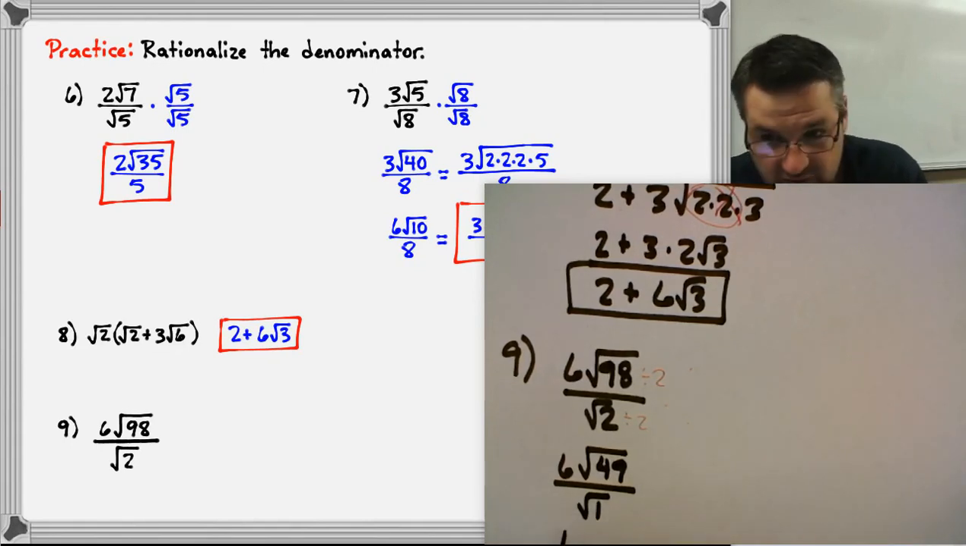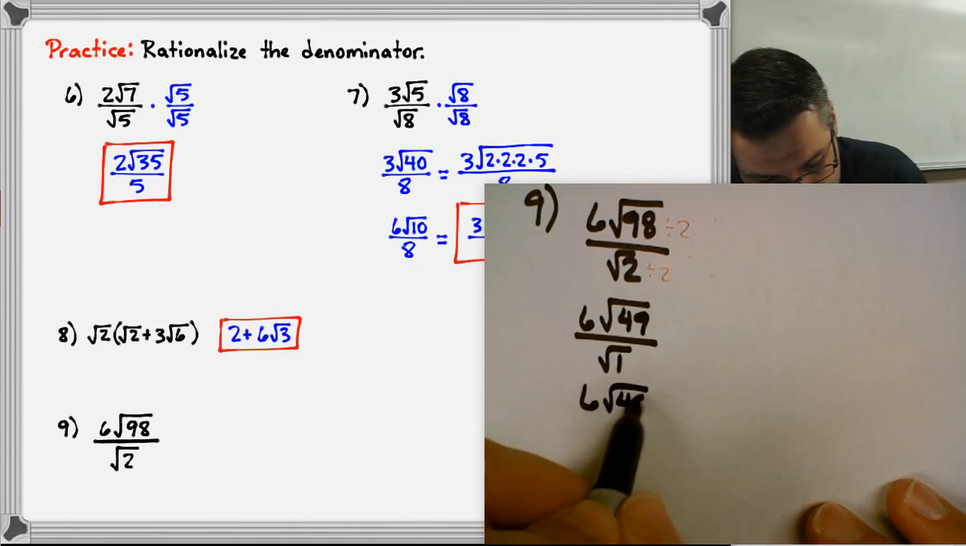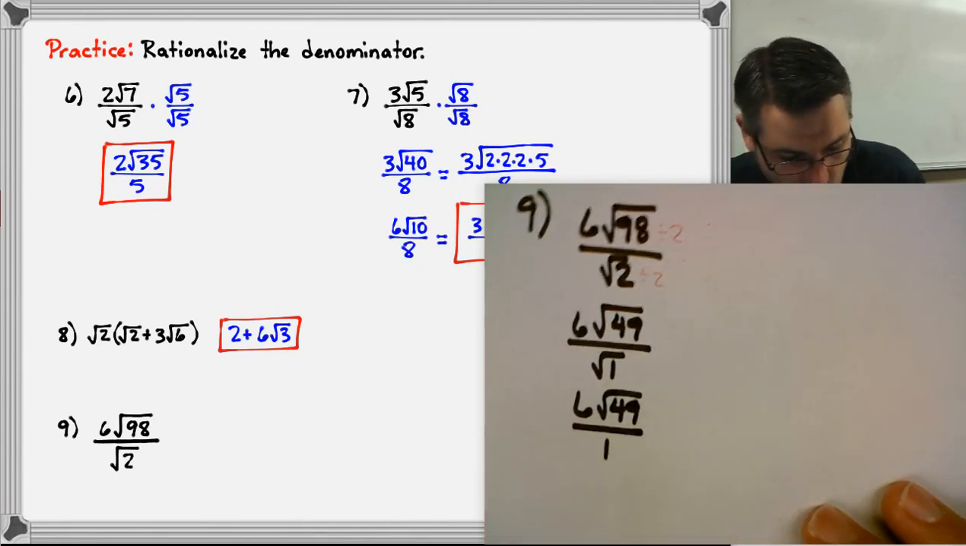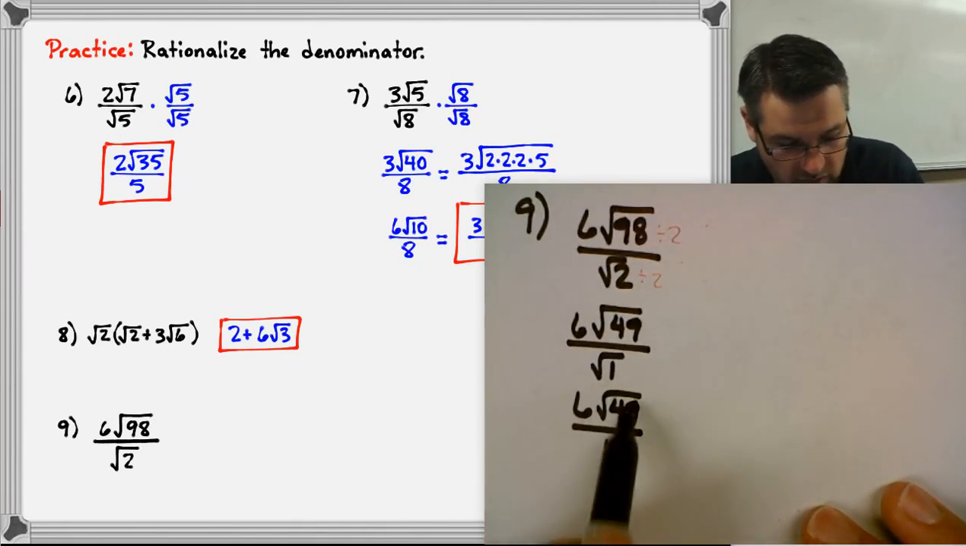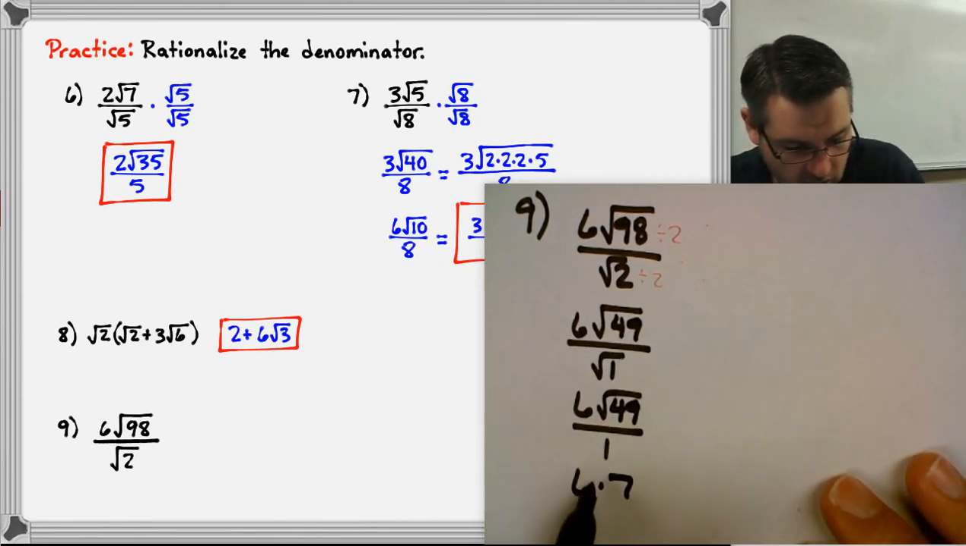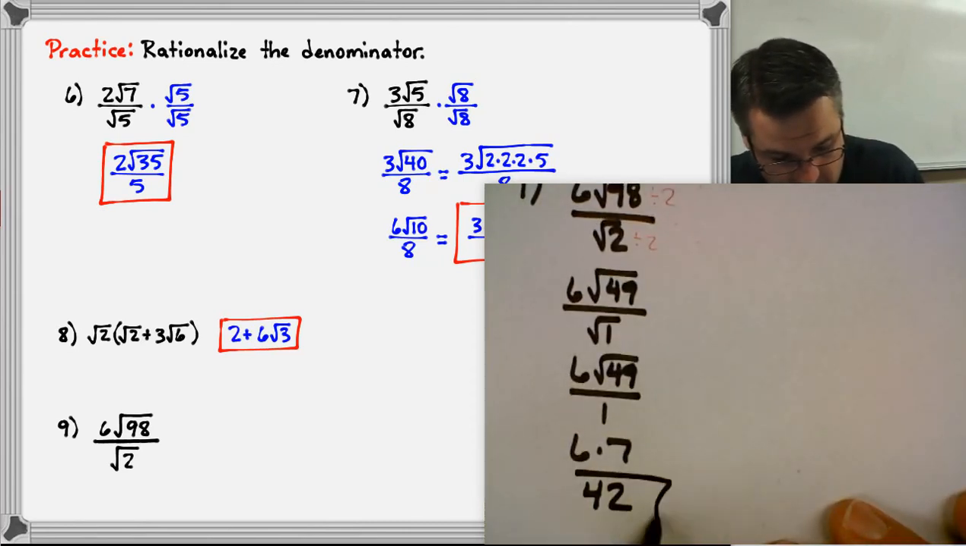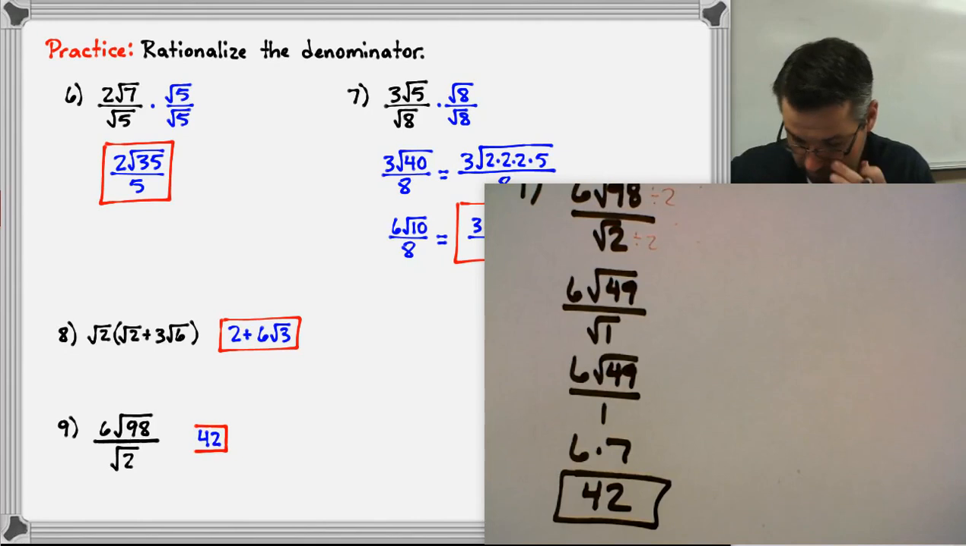And then that would simplify to 6 square root of 49 over the square root of 1, which is just 1. And we know the square root of 49 is 7. So this would be 6 times 7. And then we don't have to put over 1 because over 1 is the same thing. 6 times 7 is 42. And that is our final answer.